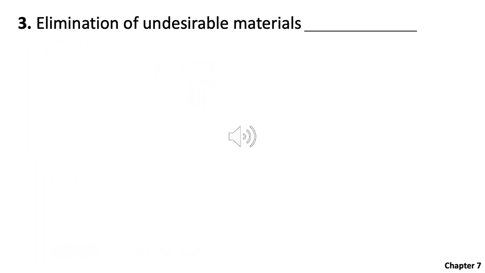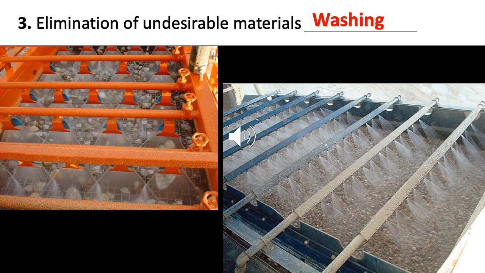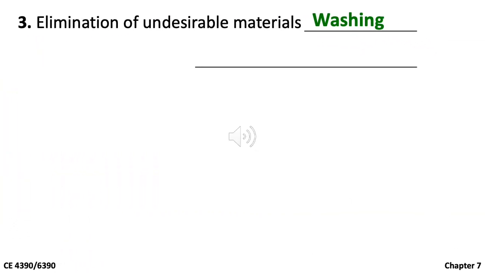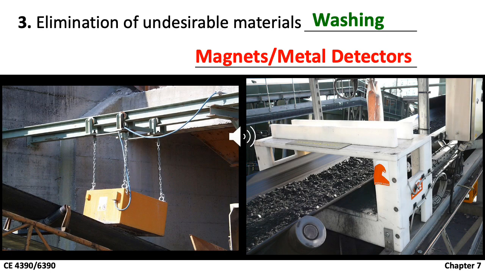Eliminating any undesired materials is another main function of aggregate production. This is typically done by washing the aggregate with water. Sometimes magnets or metal detectors are also used to eliminate any metals in the aggregate.